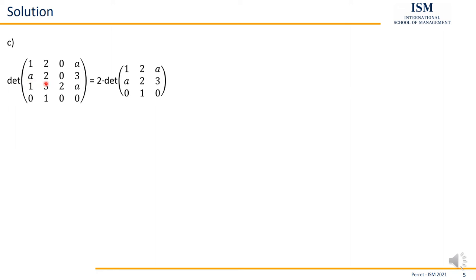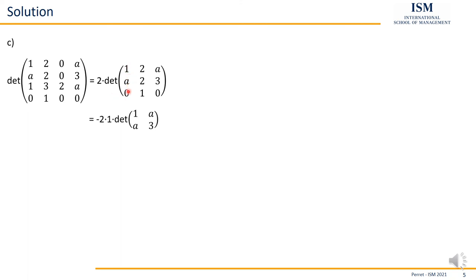So I'm left with the four parts up here, 1, 2, A2, 1, 2, A2. Here the A and the 3. And in the lower part, the 0, 1 and the 0. So I reduced my 4 times 4 matrix to a 3 times 3 matrix. Now I can use the same rule again. And I'm seeing here, the third row, I have two zeros, only one entry which is non-zero. So I'm going to use this row.